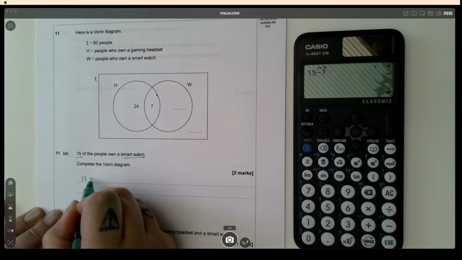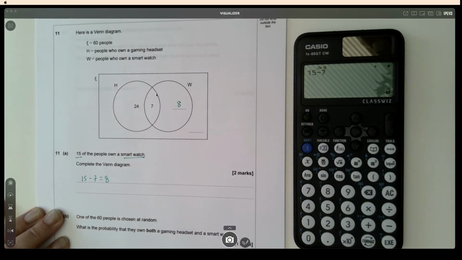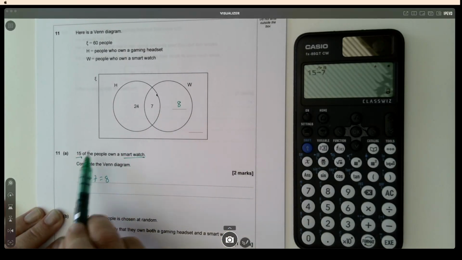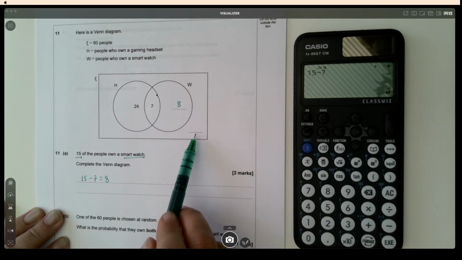So 15 subtract 7 equals 8. So we need 8 to go there. So we have a total of 15 in our smartwatch circle. Now we need to fill in this missing part at the bottom.